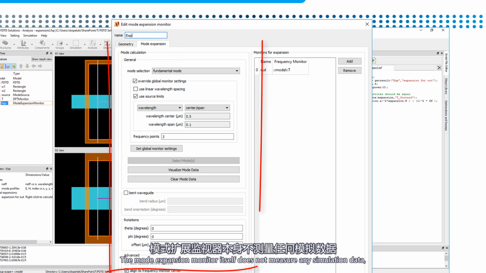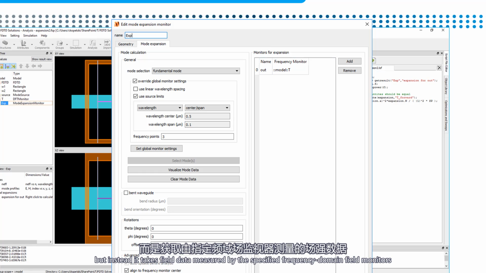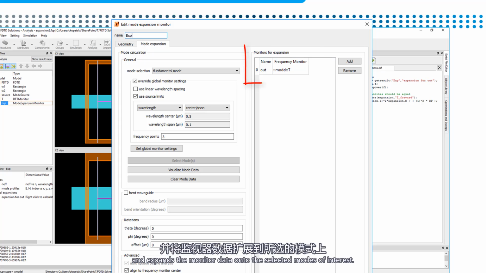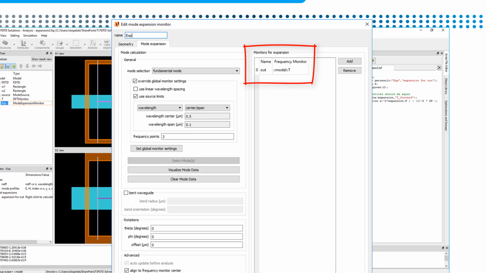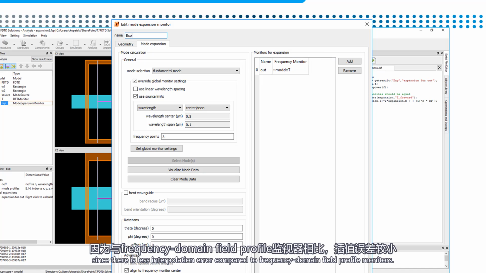The mode expansion monitor itself does not measure any simulation data, but instead it takes the field data measured by the specified frequency domain field monitors and expands the monitor data onto the selected modes of interest. Frequency domain field and power monitors are recommended for this since there's less interpolation error compared to frequency domain field profile monitors.